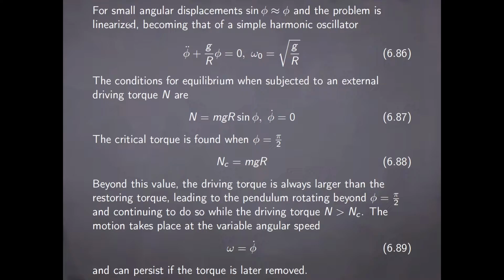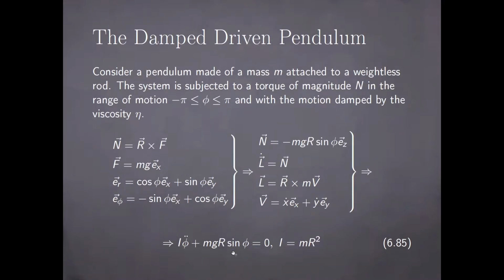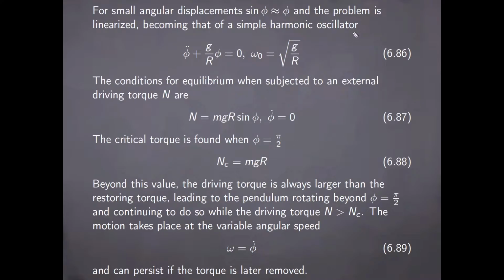and as is well known, for small angular displacements, we can approximate the sine of phi entering here with the value of the angle itself, and then the problem is linearized, becoming that of a simple harmonic oscillator having a natural frequency given by the square root of the ratio between the gravitational acceleration and the length of the pendulum.